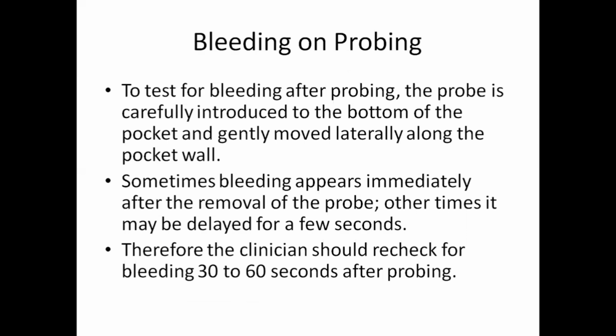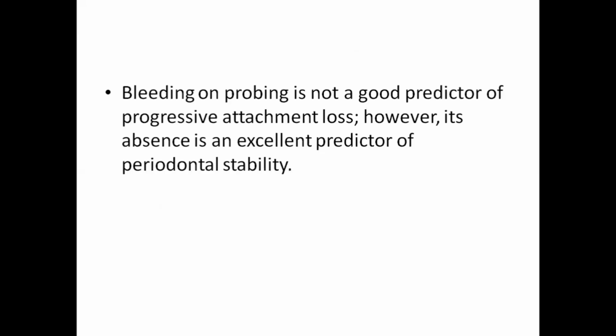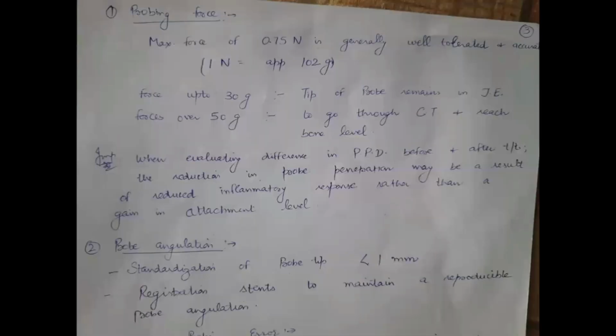To test for bleeding after probing, the probe is carefully introduced to the bottom of the pocket and then gently moved laterally around the pocket wall. Sometimes bleeding appears immediately after the removal of the probe, while other times it may be delayed for a few seconds. So it is better for the clinician to recheck for bleeding 30 to 60 seconds after probing. Bleeding on probing is not a good predictor of progressive attachment loss, but absence of bleeding on probing is an excellent predictor of periodontal stability.